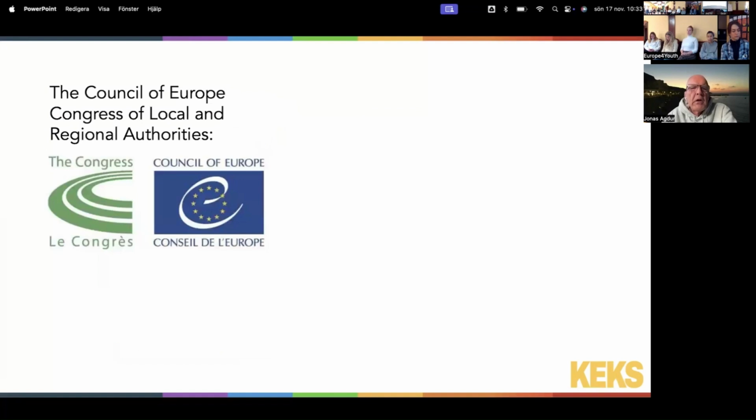Then came the Council of Europe Congress of Local and Regional Authorities, and this document is important also because in some countries, municipalities may say that, okay, but this is taken by states. The Council of Europe recommendation is taken by states. But this Congress is actually constituted by representatives of local and regional authorities. There are 300 people in this Congress with national delegations, and they all stand behind this document taken in 2021.